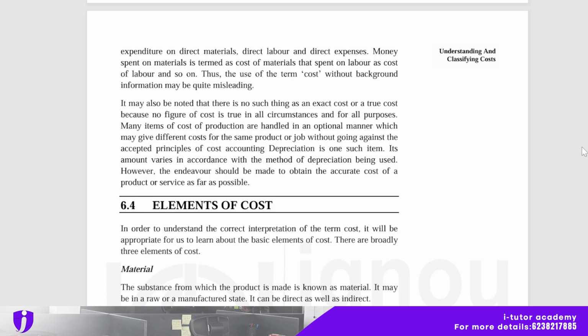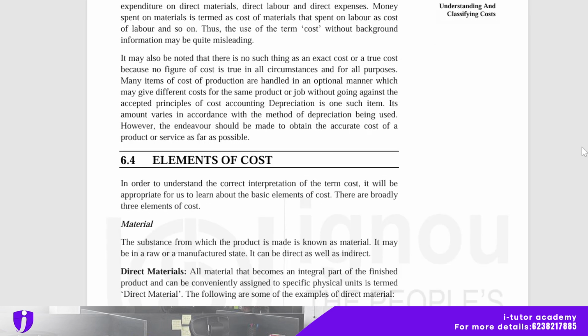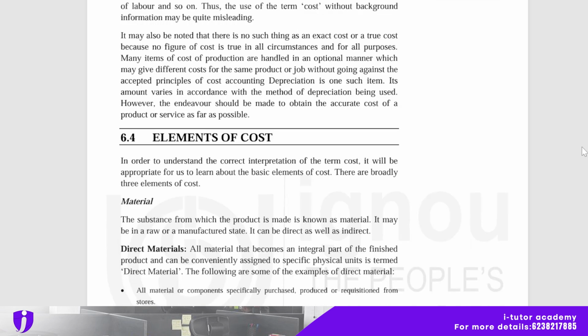It may also be noted that there is no such thing as an exact cost or a true cost, because no figure of cost is true in all circumstances and for all purposes. Many items of cost of production are handled in an optional manner, which may give different costs for the same product or job without going against the accepted principles of cost accounting. Depreciation is one such item.